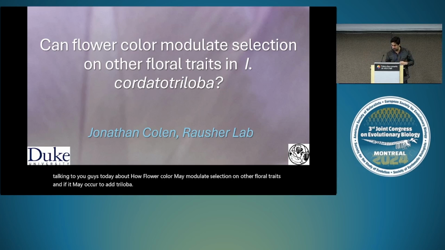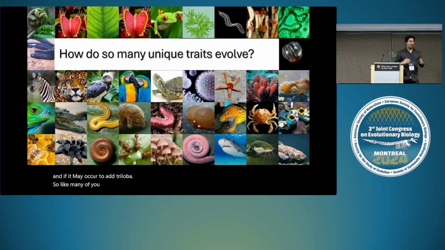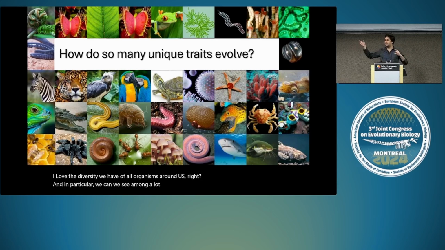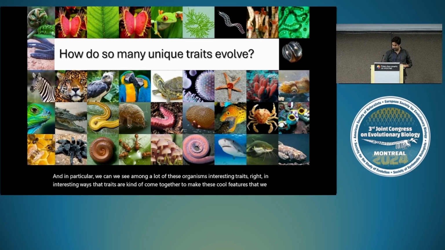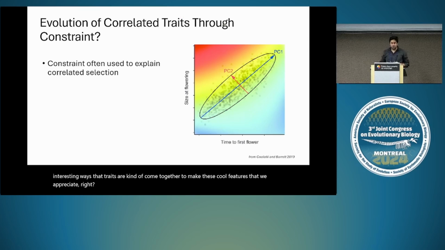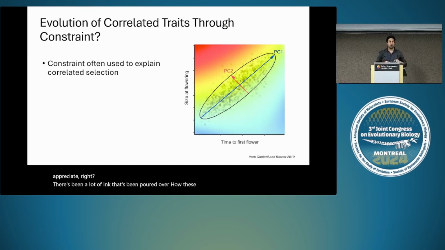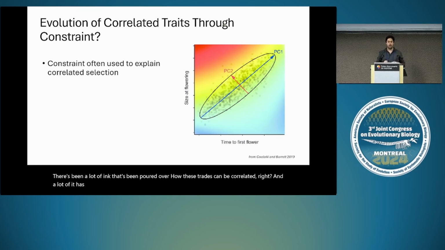So, like many of you all, I love the diversity we have of all organisms around us, right? And in particular, we see among a lot of these organisms interesting traits, right? And interesting ways that traits have come together to make these cool features that we appreciate, right? Now, there's been a lot of ink that's been poured over how these traits can be correlated, right? And a lot of it has to do with constraint. And there's been a lot of great examples about how constraint can frame correlated selection.